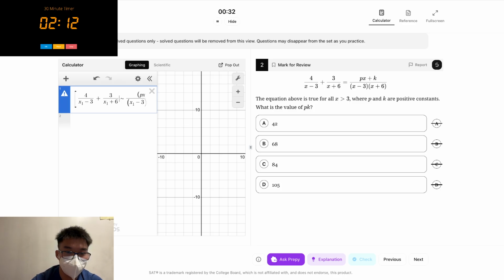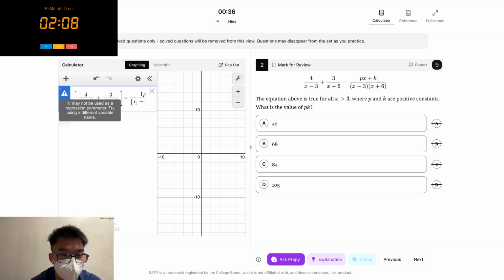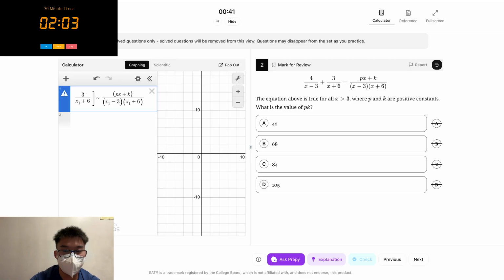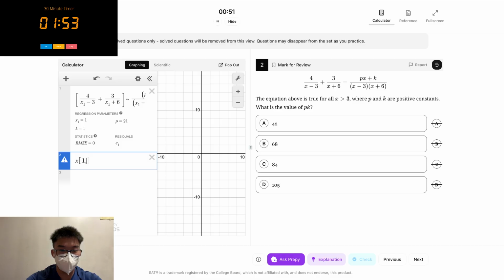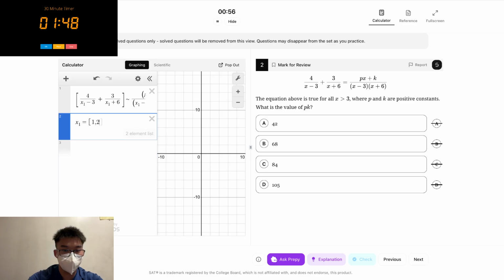It is wrong. It's probably this. What's the error code? The error code is cannot use regression, different variable name, blah blah blah. I am guessing k cannot be used or something like that. Oh, okay. Because this one is x of 1. So p is equal to 21. Just plug in some variable for 1, I'm guessing. X of 1 is equal to 1, 3, 4, 5, 6.